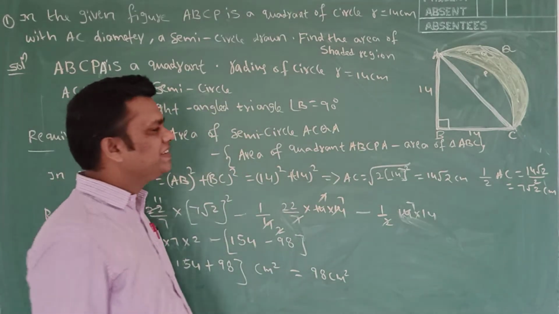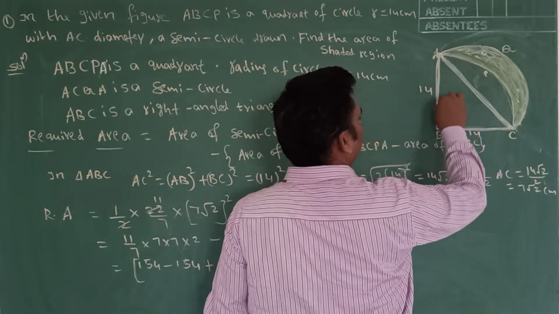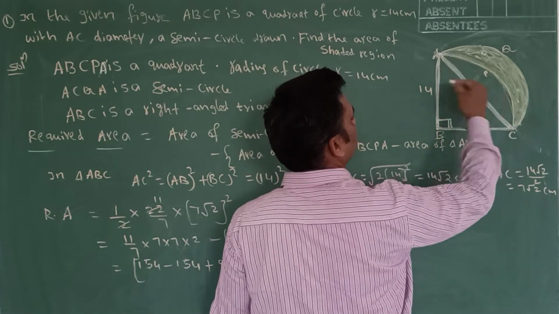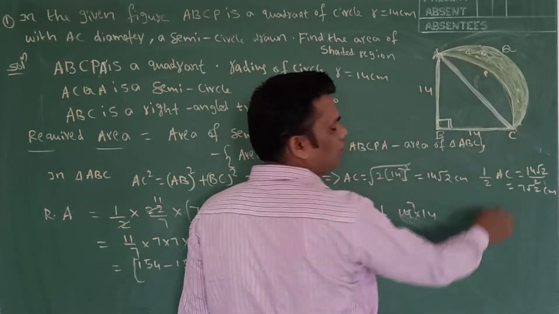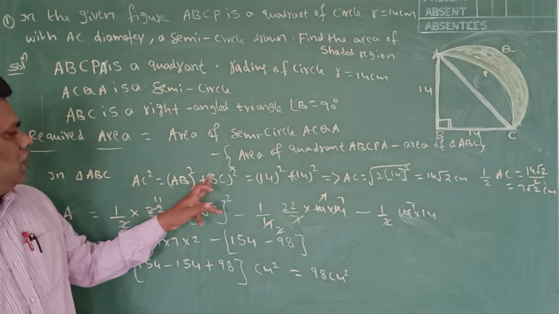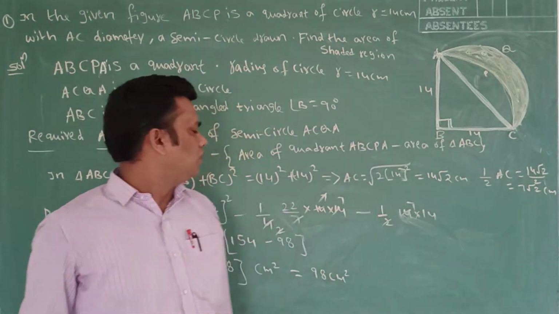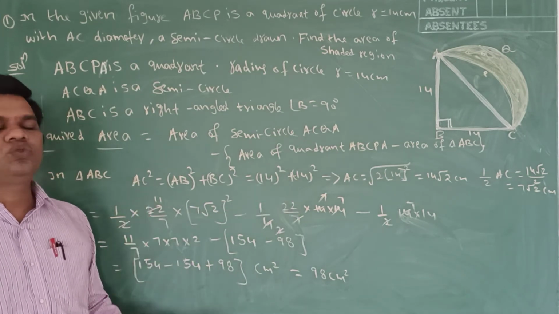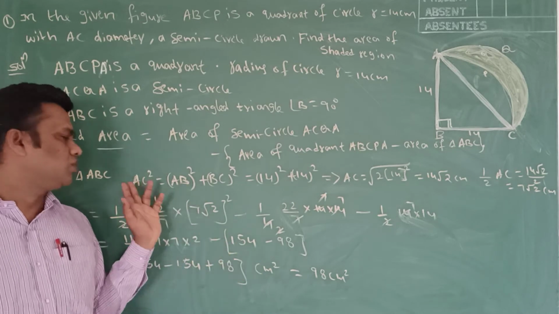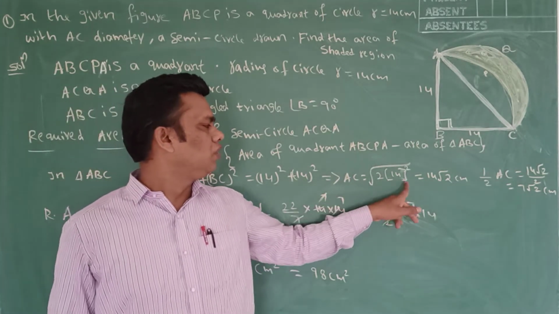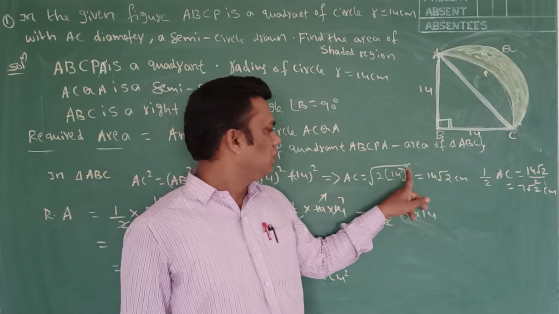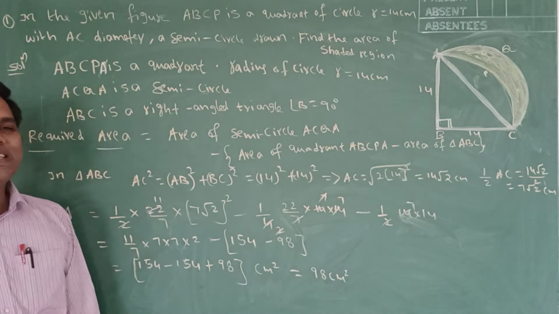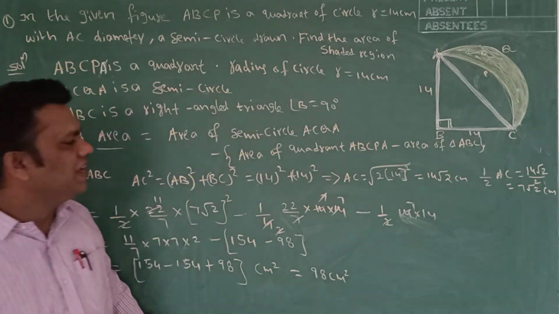Before that, it is a right angle triangle. From the Pythagoras theorem, the side opposite the right angle is the hypotenuse, so AC square equals AB square plus BC square. That is 14 square plus 14 square, which means 2 into 14 square equals AC square. AC is the square root of 2 into 14 square, that is 14 root 2 centimeters.